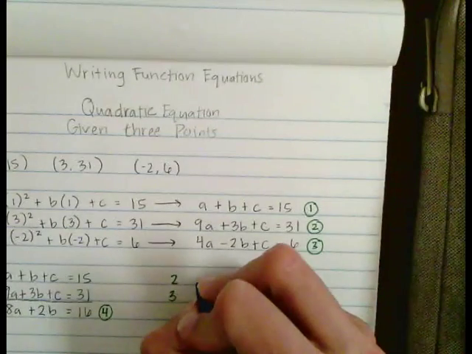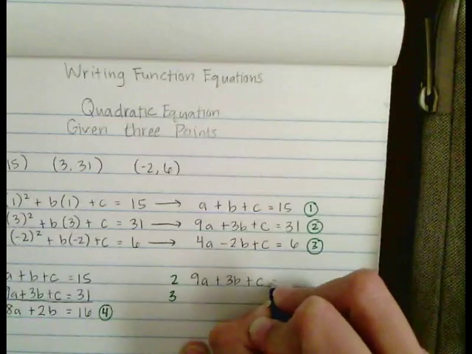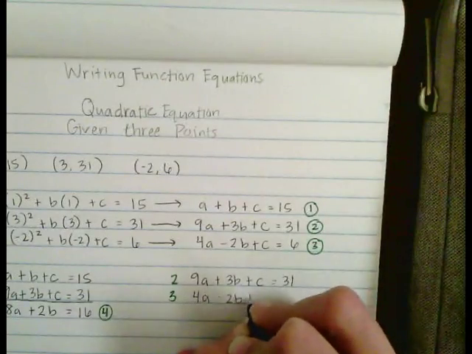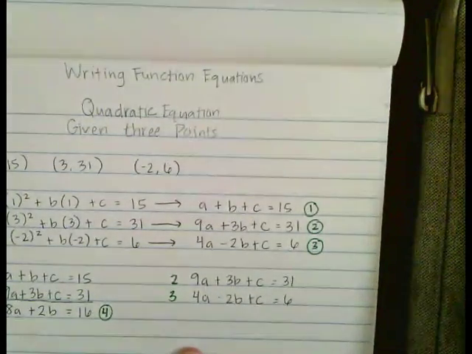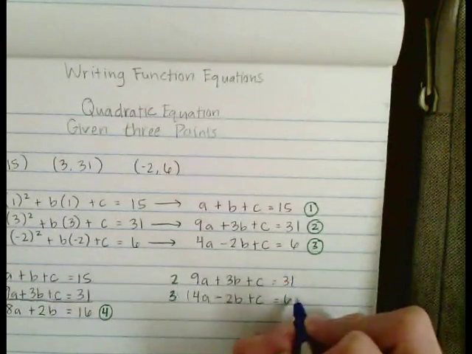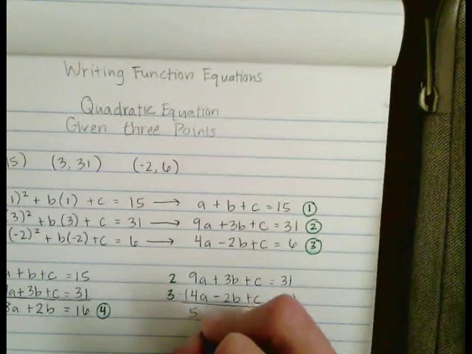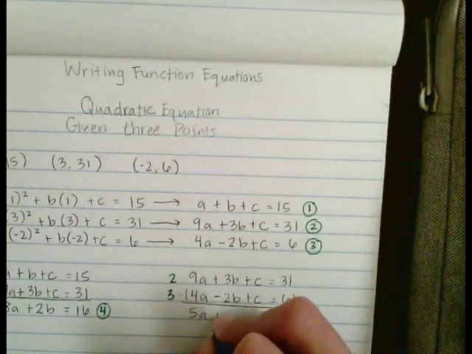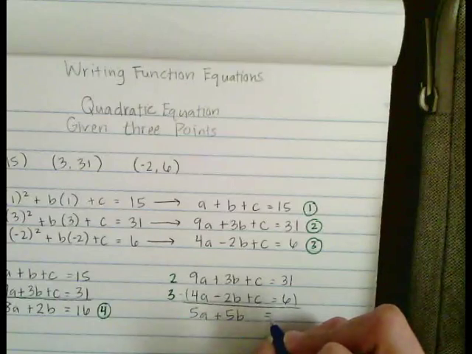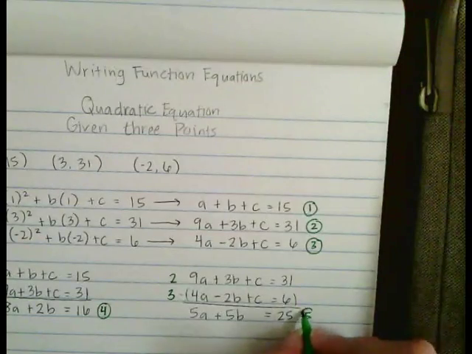So you're going to say 9A plus 3B plus C equals 31, and 4A minus 2B plus C equals 6. Okay, so now you're going to eliminate, again, your C's. So you're going to subtract this one. You're going to get 5A plus 5B, and then your C's are eliminated, and you've got 25. Okay, so now you've created your fifth equation.